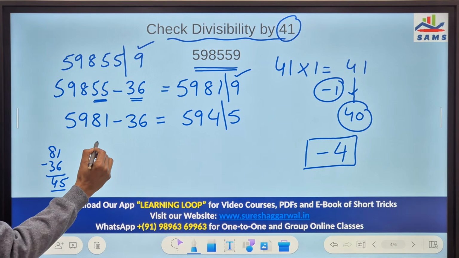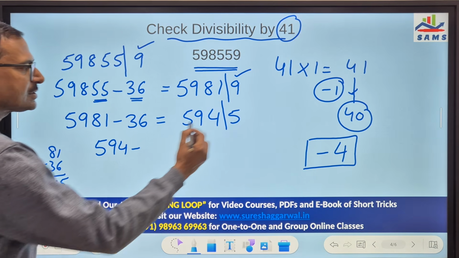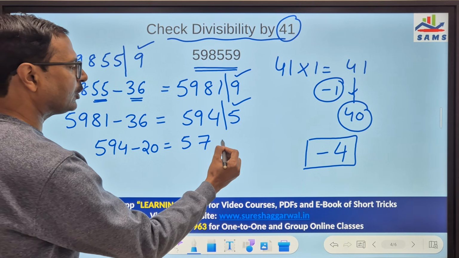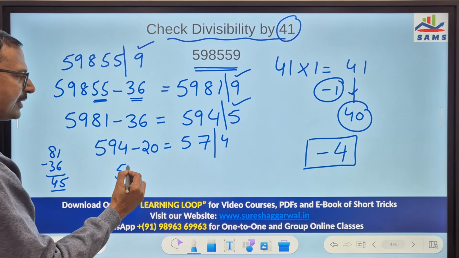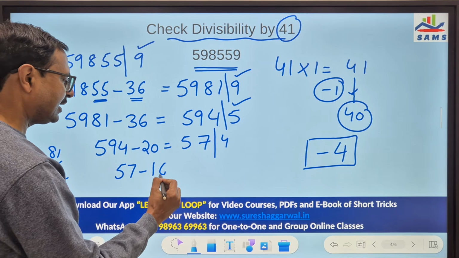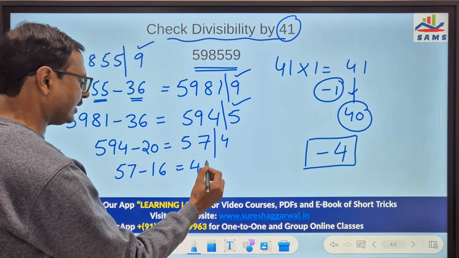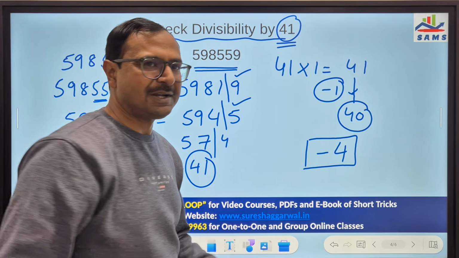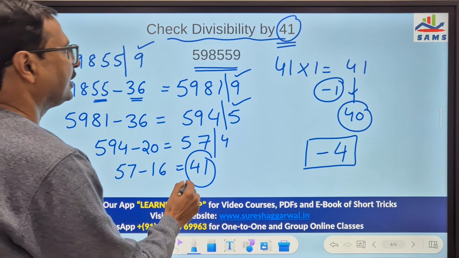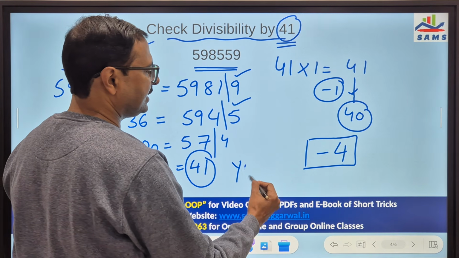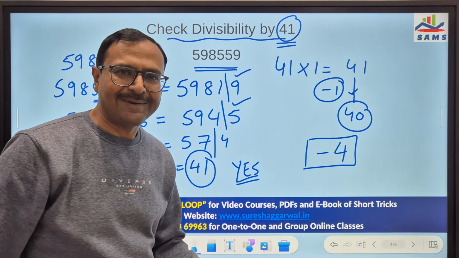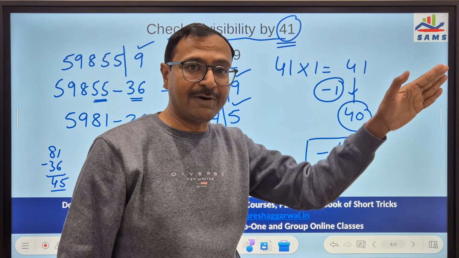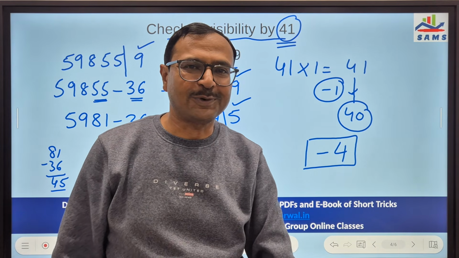Separate out the last digit. 594 minus 4 times 5 is 20. So 574. One more time. Separate out the last digit. 57 minus 4 times 4, 16. And that gives me 41. And 41 obviously is divisible by 41, right? Because it comes in the table of 41, and therefore the entire number is divisible by 41. See, I tested the divisibility of a 6-digit number by 41 using the oscillator minus 4.